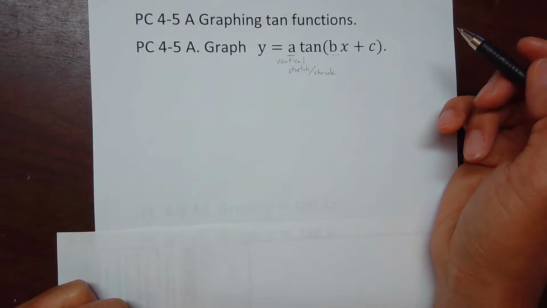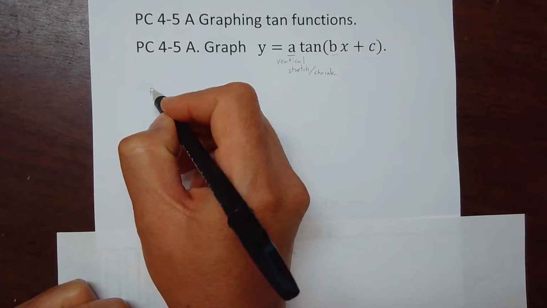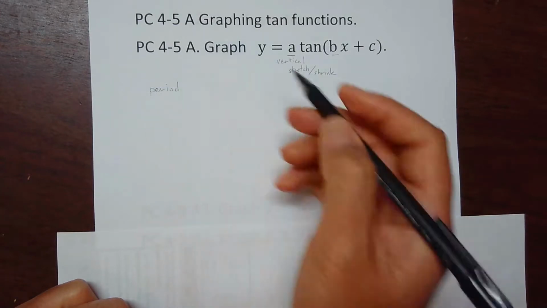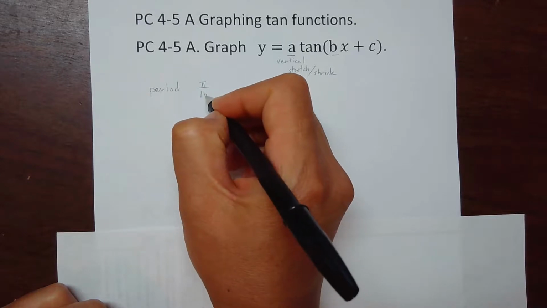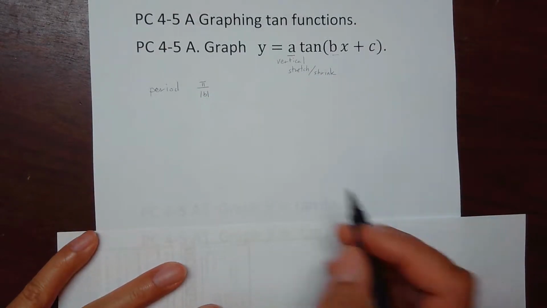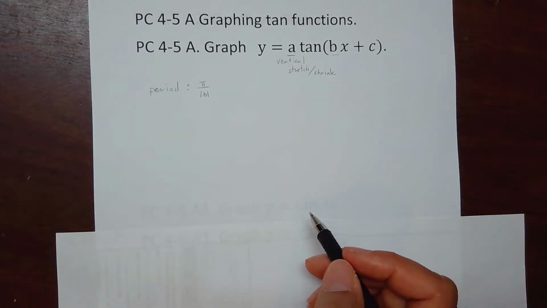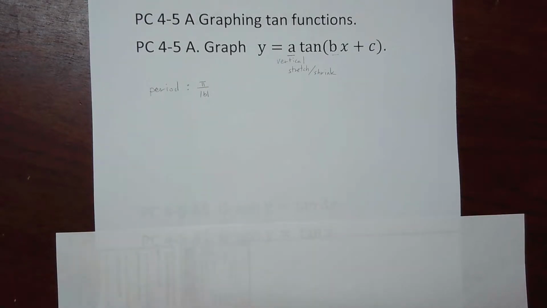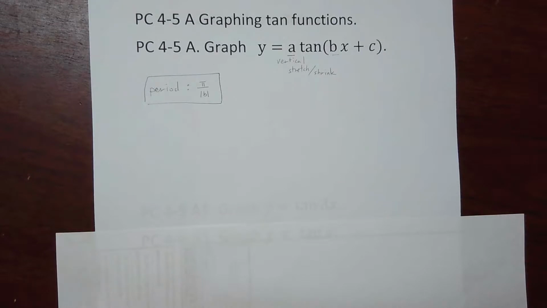The difference between graphing tangent versus graphing sine or cosine is how to calculate the period. For tangent, the period will be pi over the absolute value of b. So you want to memorize this.